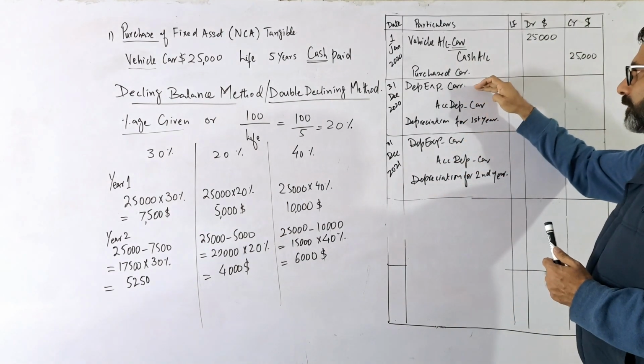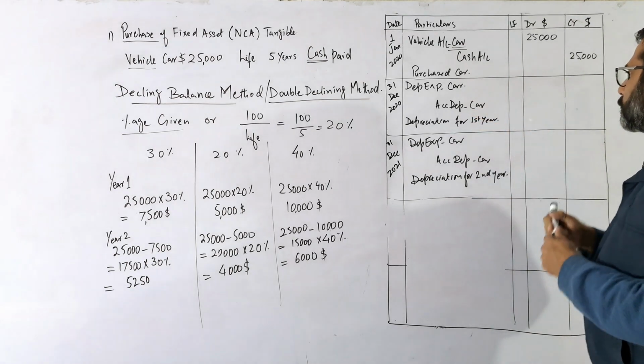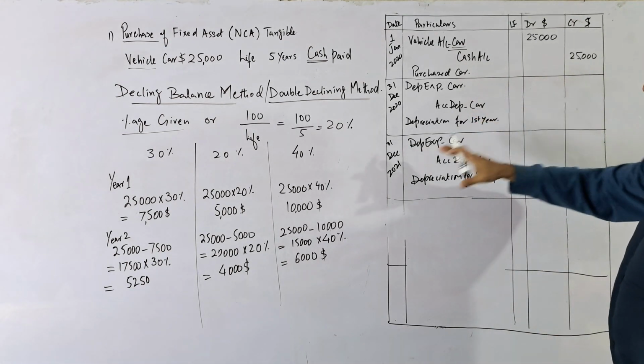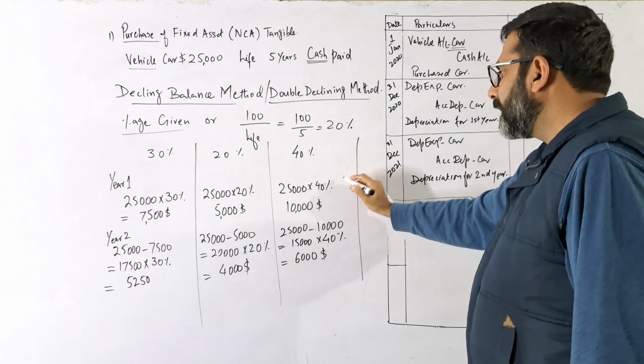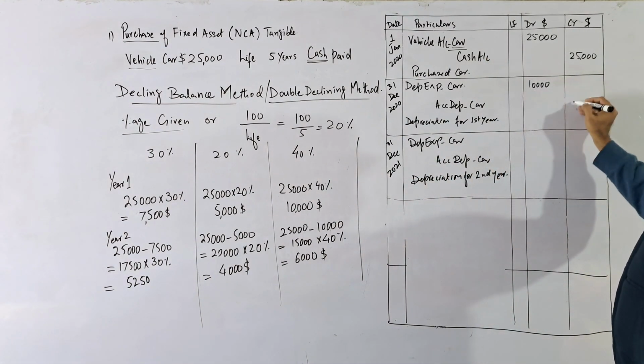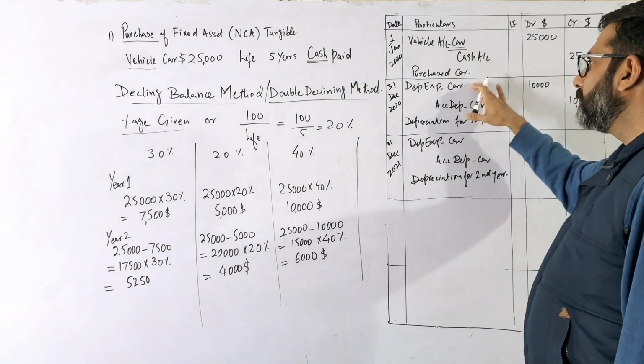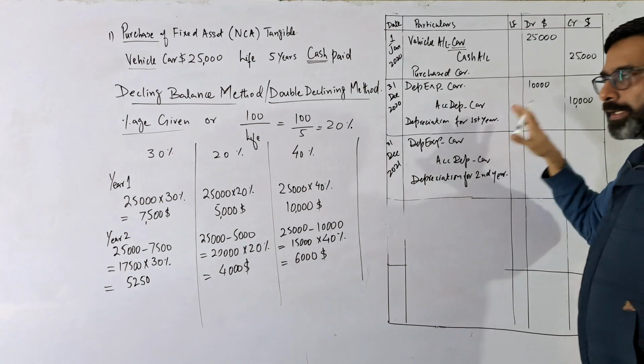Depreciation expense of car will be debit, and accumulated depreciation car will be credit. So here, for example, we are using the double declining balance method, so it will be 10,000. Depreciation expense will be debit, accumulated depreciation will be credit.